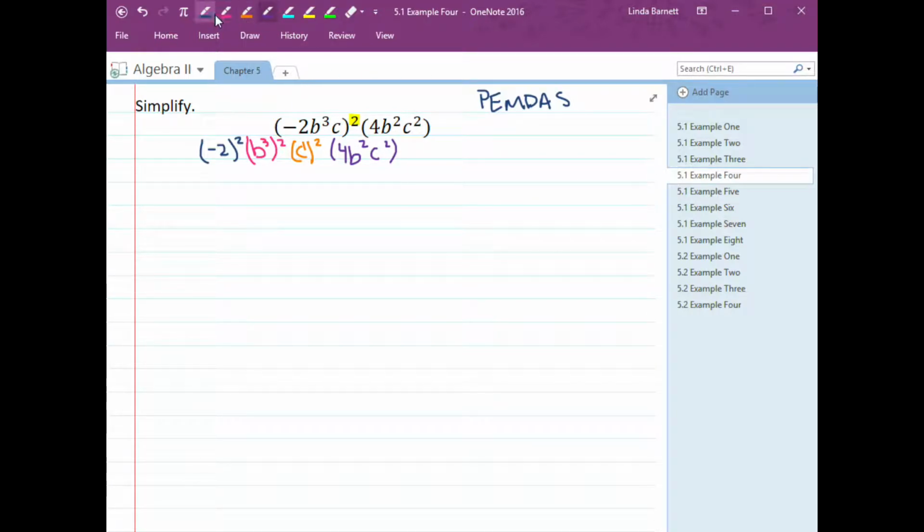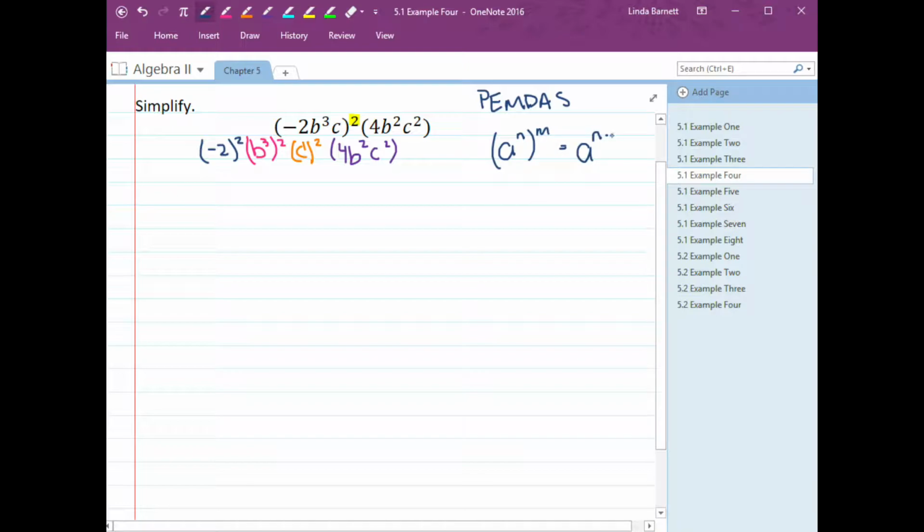The power rule that I'm going to use is the one that says a to the power of n raised to the power of m means that I can multiply these two things together, so a is going to be raised to the power of n times m. So that's what I'm going to do.